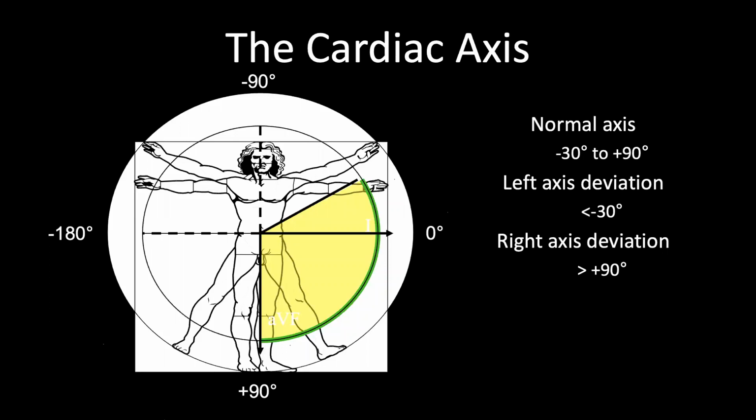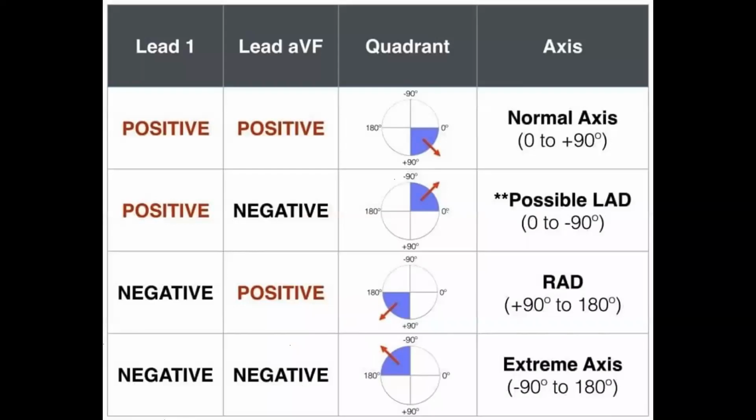But I'm going to try and make it a little bit simpler to give you a shortcut, because unfortunately I haven't got the time or the scope to teach you how to measure the cardiac axis properly, but a bit of a cheat's way to measure it. So when you look at an ECG, and we'll come on to this in a second, if you're trying to be quick and understand what the axis is, whether it's normal, left or right, you can look at lead 1 and aVF.